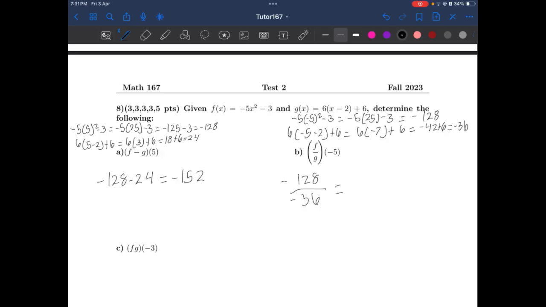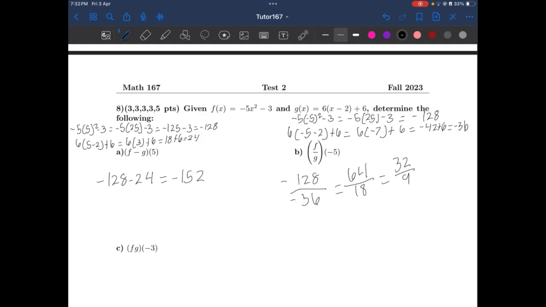So negative 128 divided by 2 is negative 64, and then negative 36 divided by 2 is negative 18. It became positive because a negative divided by a negative is a positive. And again, these are still divisible by 2, so we're going to divide by 2 again. So 64 divided by 2 is 32, and 18 divided by 2 is 9. So that's our final answer.